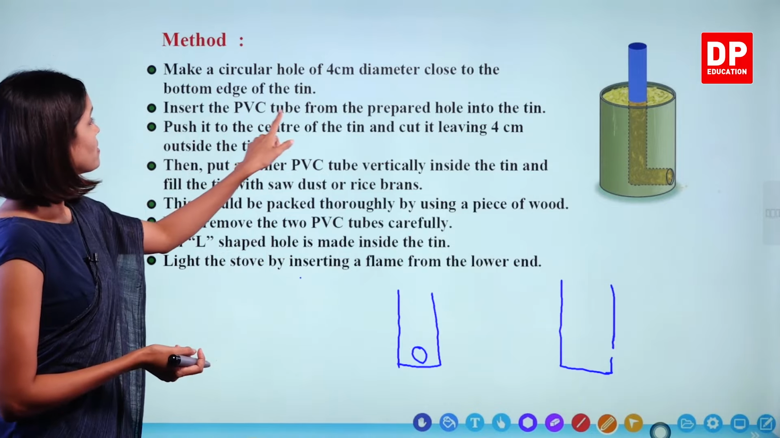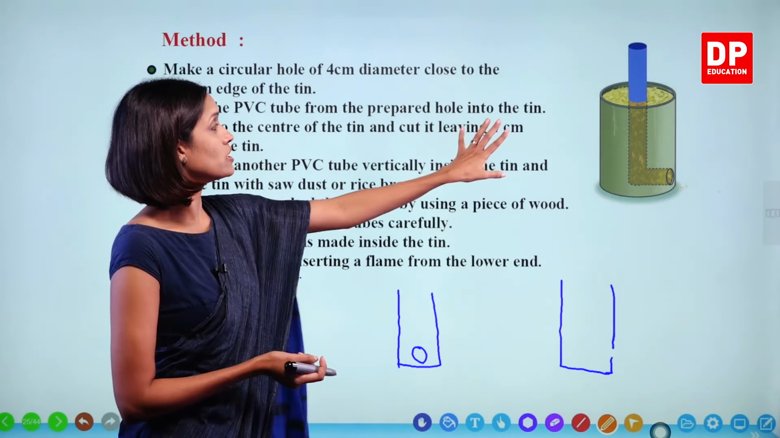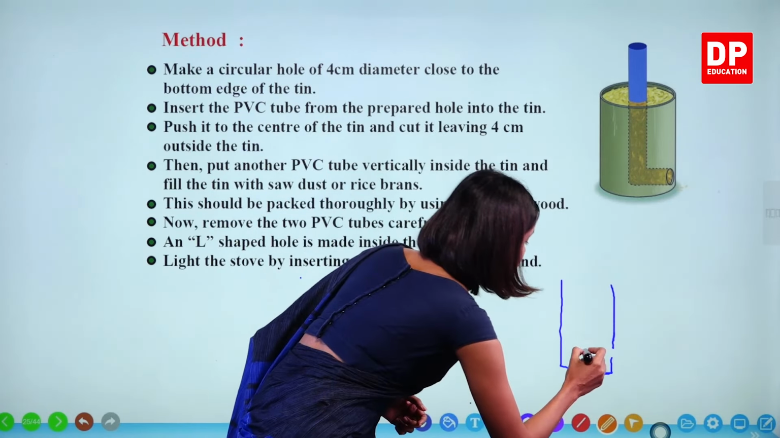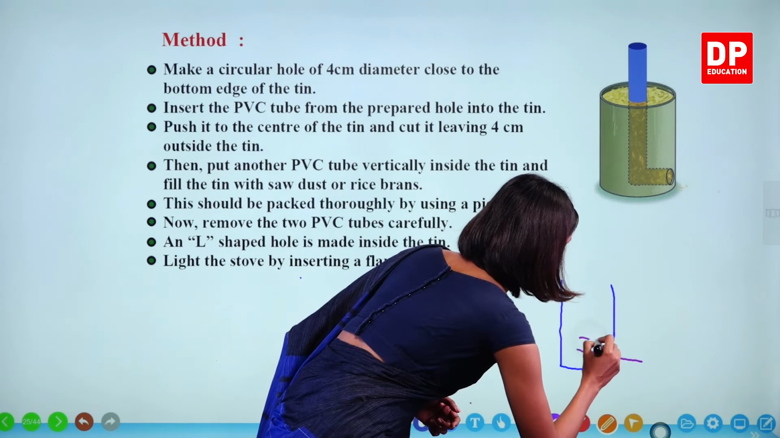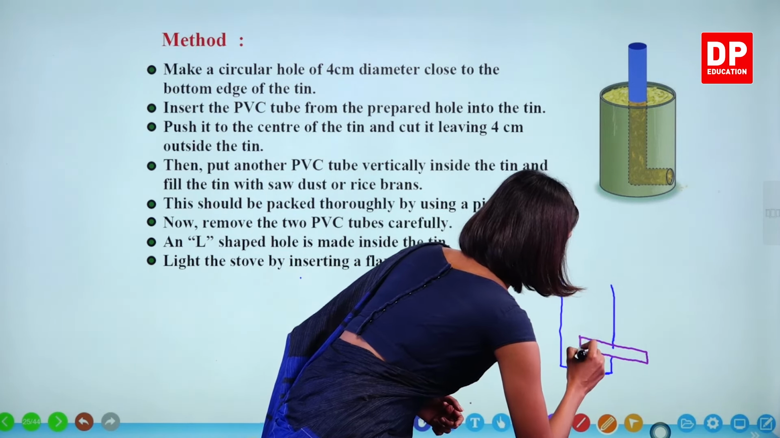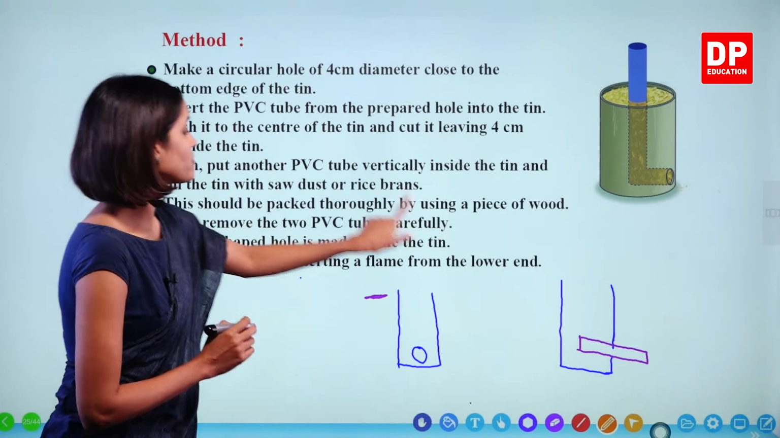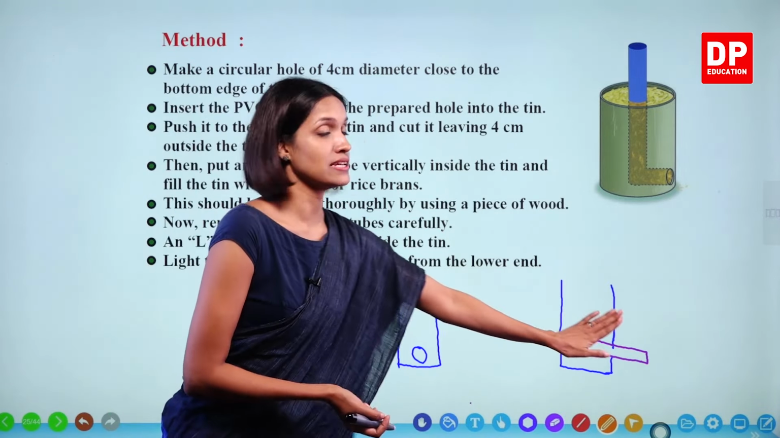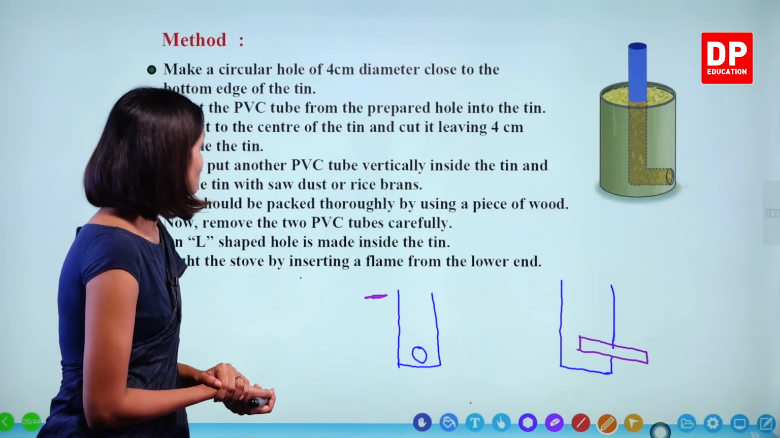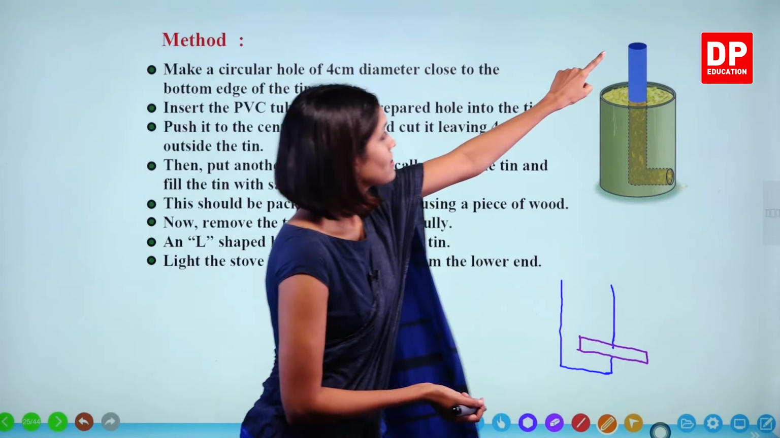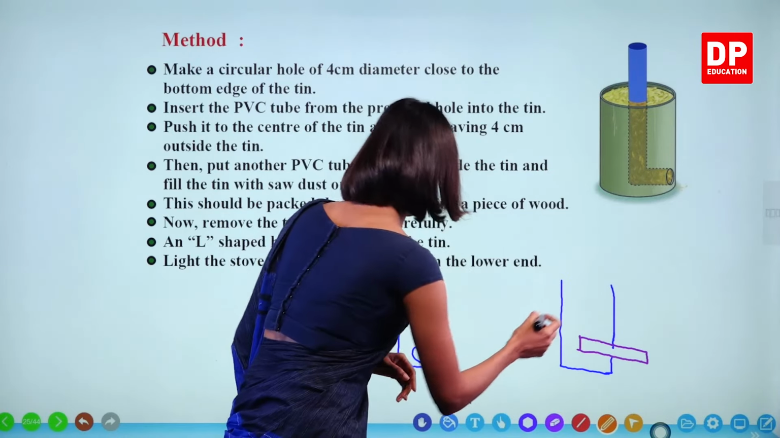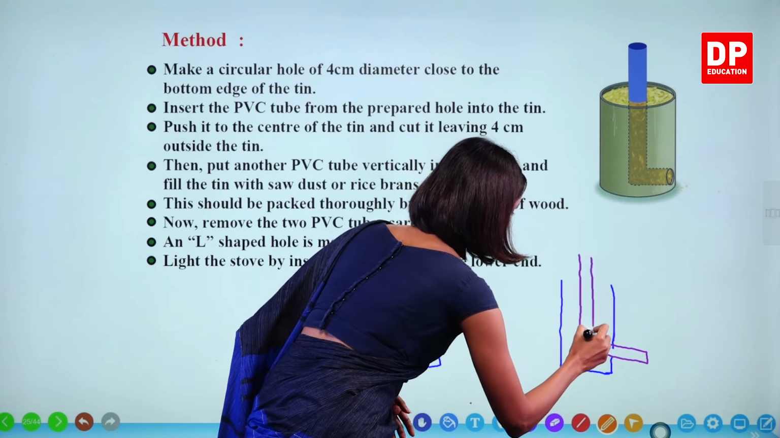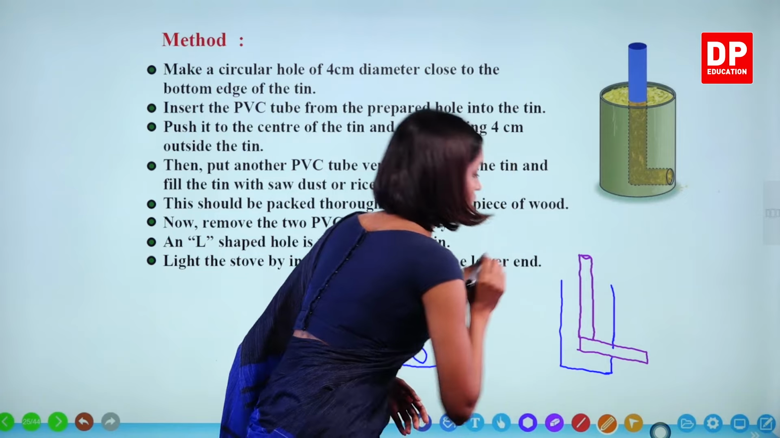Now insert the PVC tube from the prepared hole into the tin. So you have to take the PVC tube. You have to use 2 PVC pipes. You have to insert one pipe like this. Push it to the center of the tin and cut it, leaving 4 centimeters outside the tin. Then put another PVC tube vertically inside the tin. This is that vertical PVC tube. We will draw that as well. You have to draw it like this. This is how you insert.